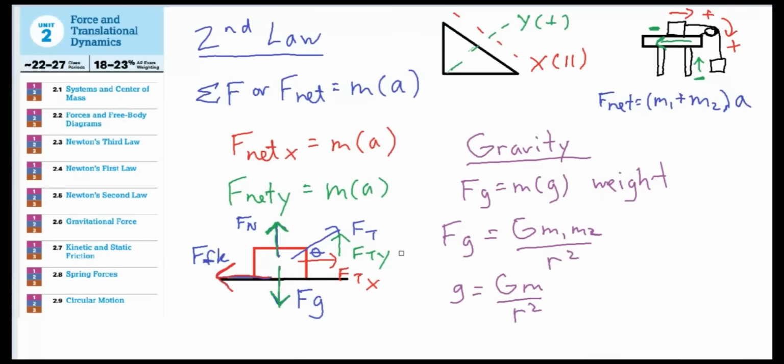So the way it would look for this one is Ftx, we'll call that the positive, so Ftx minus Ffk equals ma for our Fnet x formula. And then for our Fnet y formula, we'll call up positive and down negative, so we'd say normal force plus Fty minus Fg equals m times a. In this case, in the vertical direction, the a would definitely be 0, and you would have some kind of non-zero value for the acceleration for Fnet x.